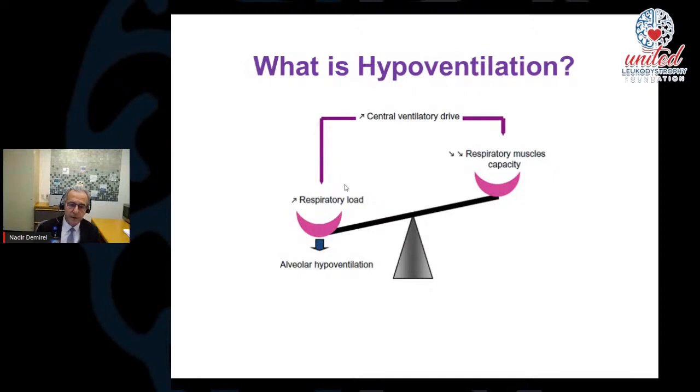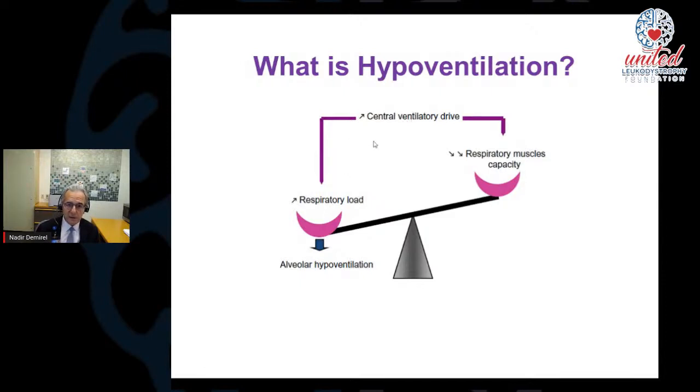And the respiratory load obviously increases, for example, if you have a respiratory infection. If you have any kind of infection, it may be an upper respiratory infection, it may be a lower respiratory infection like bronchiolitis or pneumonia, your airway will be narrower because of the swelling inside your airway. So this will make the movement of air in and out more difficult.